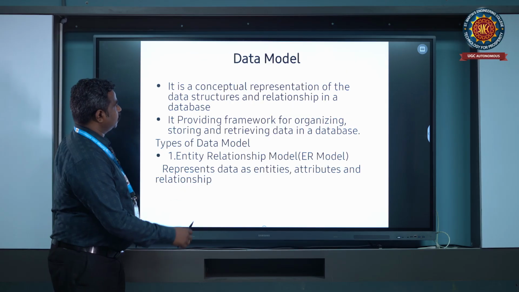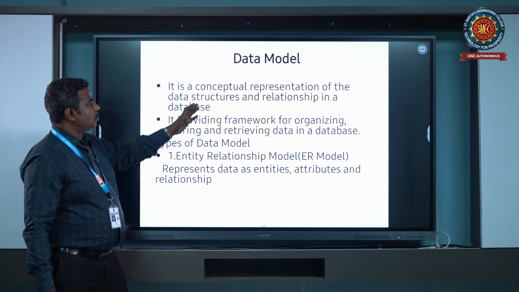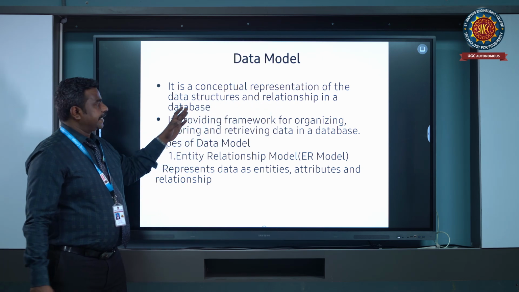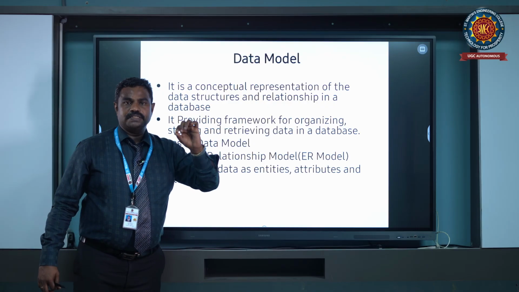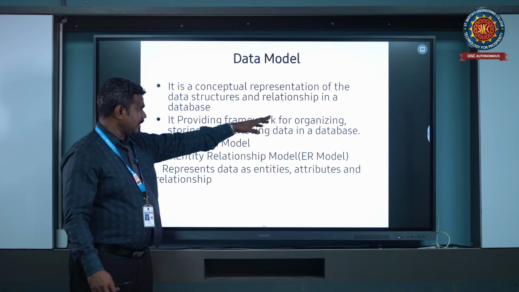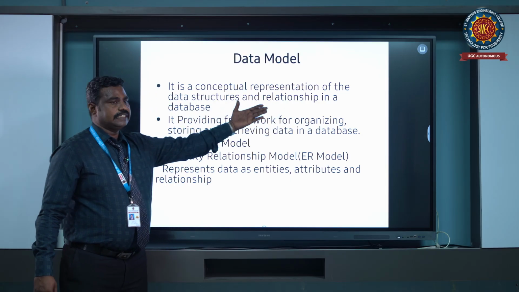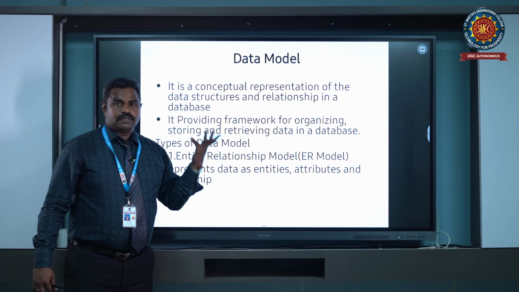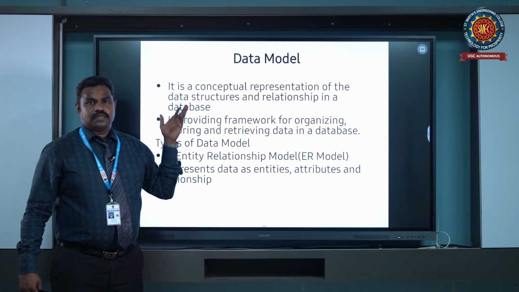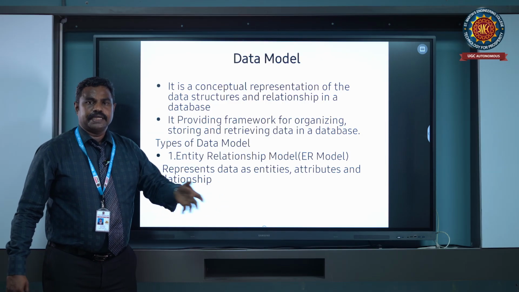Then next one, data model. A data model is a conceptual representation of the data structure and relationships. What is data structure? Data structure means a step-by-step procedure. Then relationships in a database. Okay, what is a relationship? There are so many relationships. There are 4 types of relationship: unary relationship, binary, then ternary and n-ary.